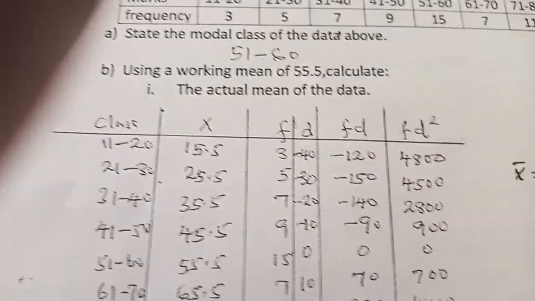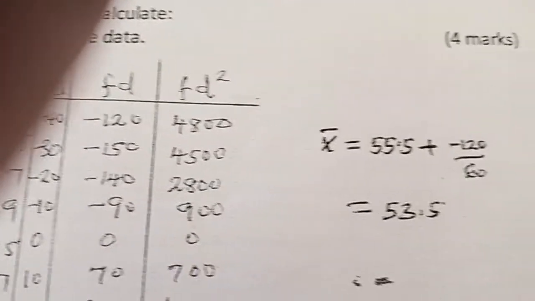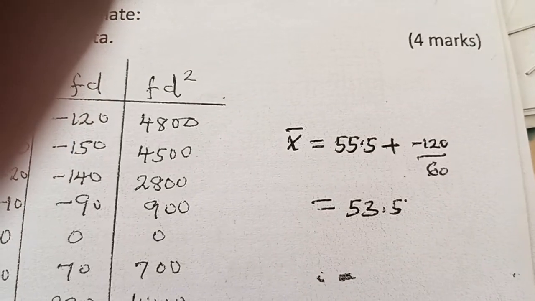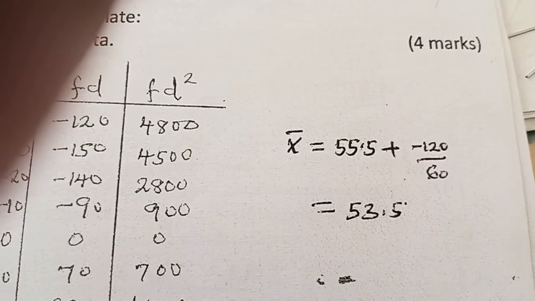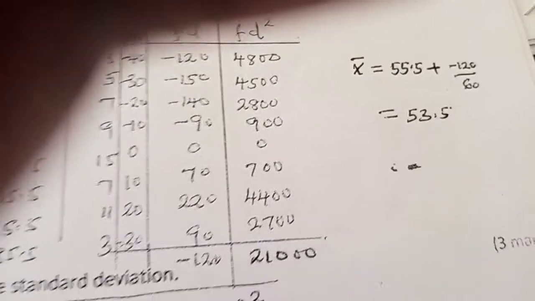So let's get down to the first question. The first question is asking us to calculate the actual mean. Now the actual mean, which is x bar, will be given by 55.5, that is the assumed mean, plus the summation of FD over the summation of frequency. So we'll add all the frequency times deviation.